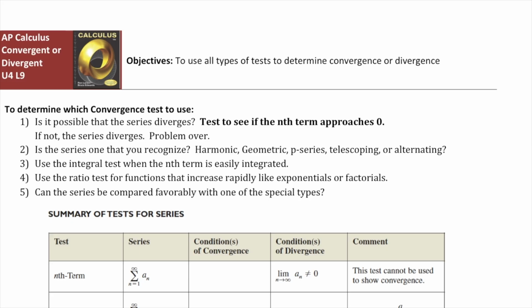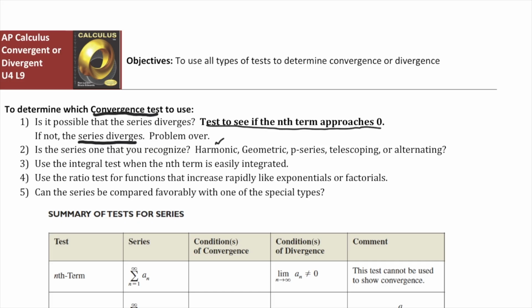It is time to prepare for your test on convergence and divergence. How do we begin? You would first need to look at your series and decide which convergence test is best to use. For each series, test to see if the nth term approaches zero. If your nth term does not approach zero, you immediately know that your series will diverge and your problem is over. If it does approach zero, next check to see if it's a series you recognize.